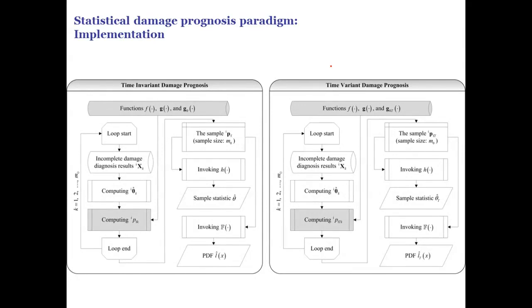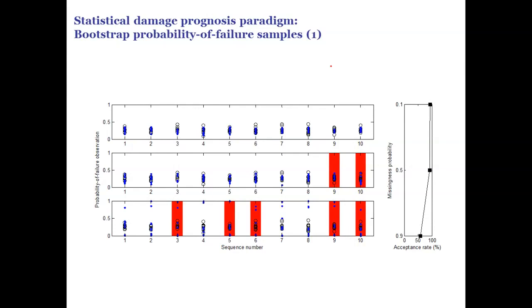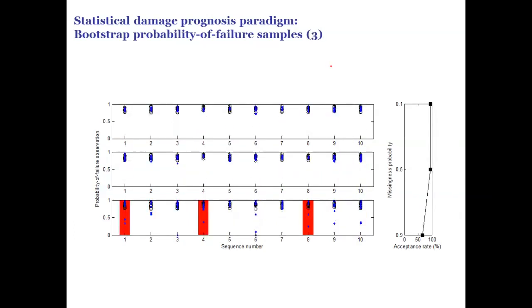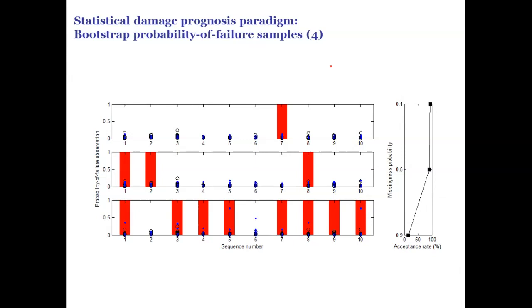And in terms of implementation, this is the flow chart. And we did verify the performance of this generic scheme using a generic performance function. All right, so we investigated the 4 scenarios. The first two are time invariant damage prognosis. The last 2 scenarios are time variant damage prognosis.